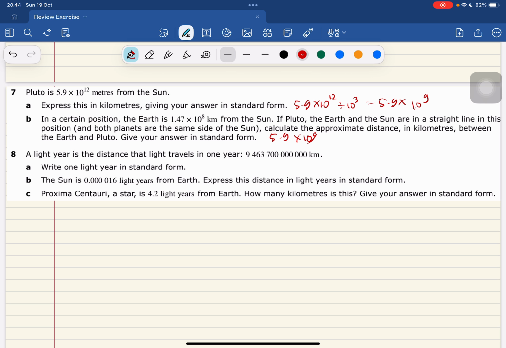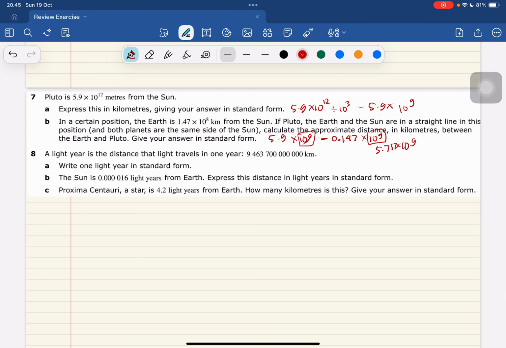And then the earth is at a distance of 0.147 times 10 to the power of 9. So they are equal, power of 9. We can write it from here: 10 to the power of 9, and then 5.9 minus 0.147. So this will give us the answer of 5.753 times 10 to the power of 9.